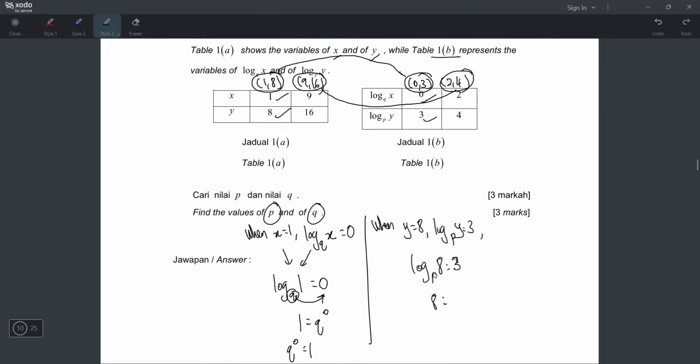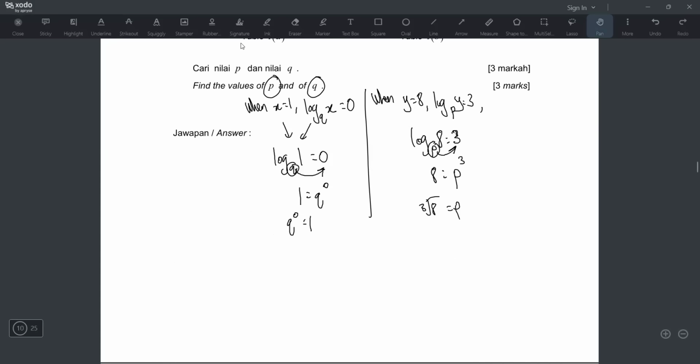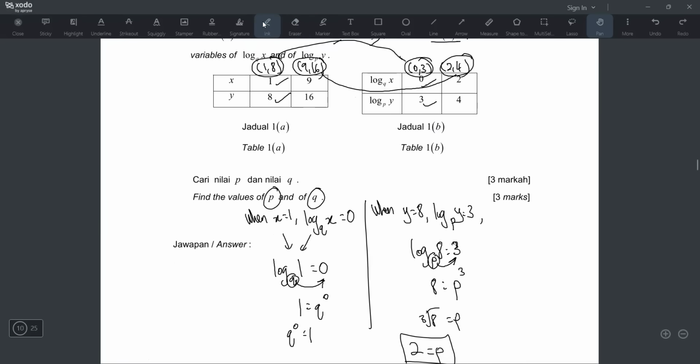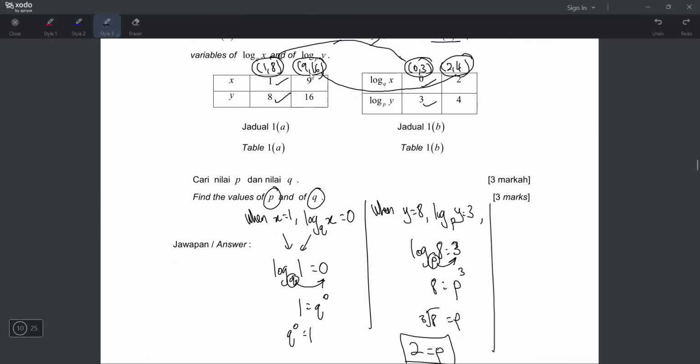So you do anti-log, and when you do anti-log, the log base moves over and becomes the number base, and the 3 becomes the power. So your p will be, okay, cube moves to become cube root. So the cube root of 8 is 2, so that is the answer for p. Okay, we still need the answer for q. So let's do this one and this one. Okay, I'm trying to find q. So x is 9, but log x base q is 2.